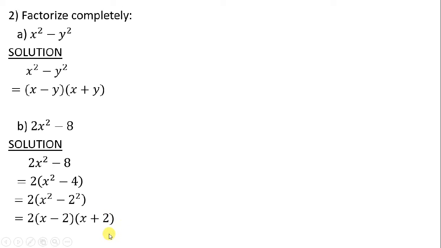Let's do that. So that is our answer. So you are going to say 2, open your brackets, x minus 2, close your brackets, open your brackets, x plus 2, close your brackets. As simple as that. We continue. We have factorize completely 4p squared minus 36q squared.